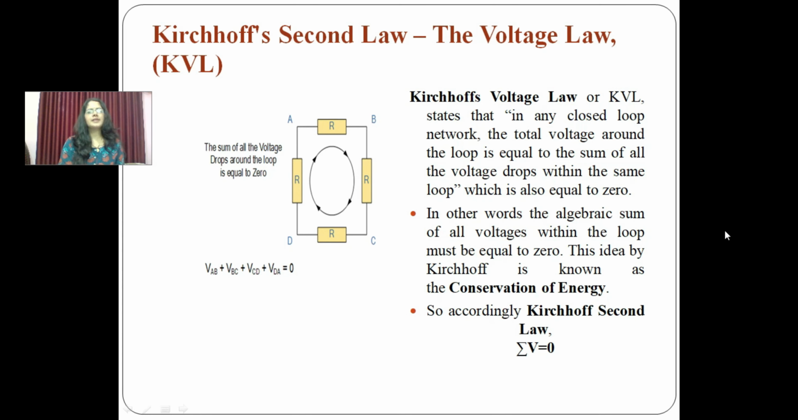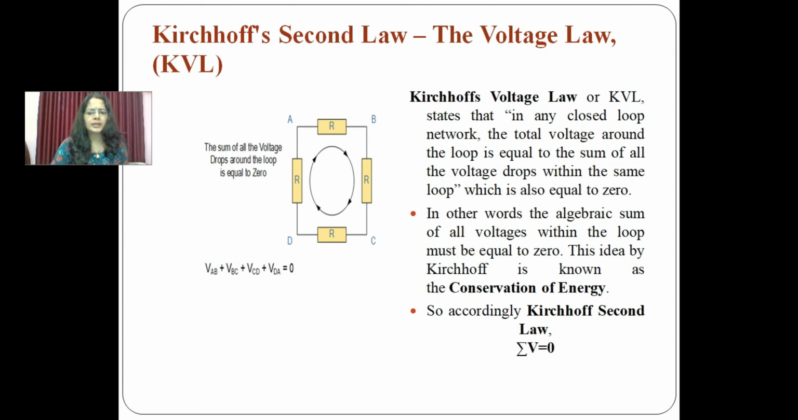Next is Kirchhoff's second law. That is known as the KVL, also known as the Kirchhoff's voltage law. It states that in any closed loop network, the total voltage around the loop is equal to the sum of all the voltage drops within the same loop, which is also equal to 0. Means, in other words, the algebraic sum of all voltages within the loop must be equal to 0. This idea by Kirchhoff is known as the conservation of energy.